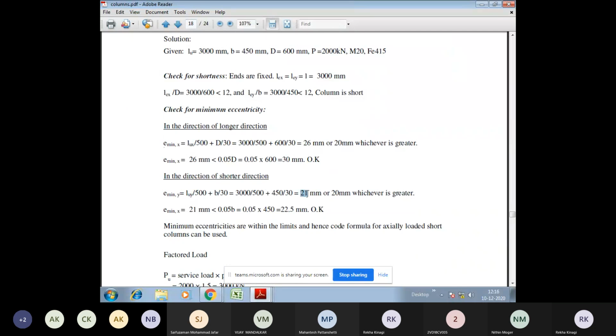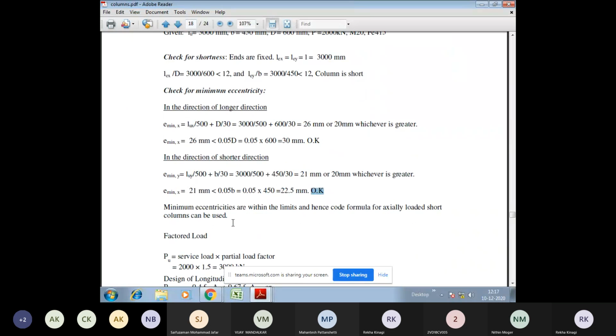So 21 is higher. Now let's compare 21 mm with 0.05 times B value, that is 22.5. So this value is greater than the E minimum. So we can say that the eccentricity is okay, or we can say that the minimum eccentricities are within the limits, and hence the code formula for axially loaded column can be used. So now the minimum eccentricities satisfy the given criteria.